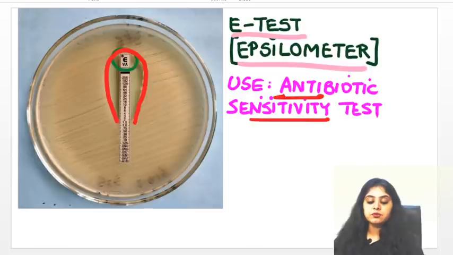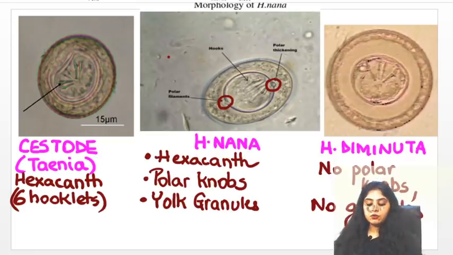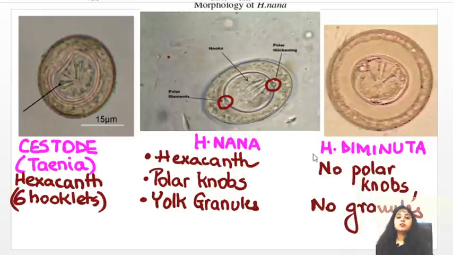Number 1, we come to the family of cestodes. How will I pick up a cestode egg? So please remember, for picking up a cestode egg, the first thing that you are going to look out for is going to be a hexacanth. Why do I call it hexacanth? You will see 6 hooklets. So when I say cestode or taenia egg, you will see 3 pairs or 6 hooklets.